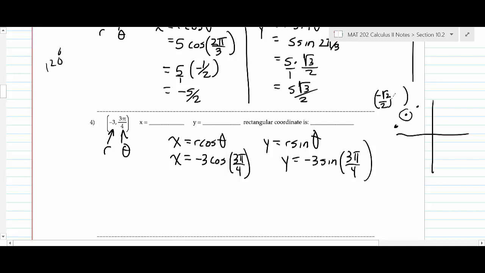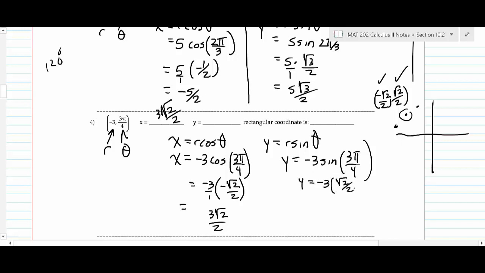Negative root 2 over 2, positive root 2 over 2. That's actually 135 degrees, okay? So what you do is just work out the cosine. You have negative 3 times negative root 2 over 2, so that's going to be 3 root 2 over 2 for x. Okay, then you do y. Same thing, you'll get y equals negative 3, but the sine is positive since you're in quadrant 2. So that's going to give y is equal to negative 3 root 2 over 2 like this.